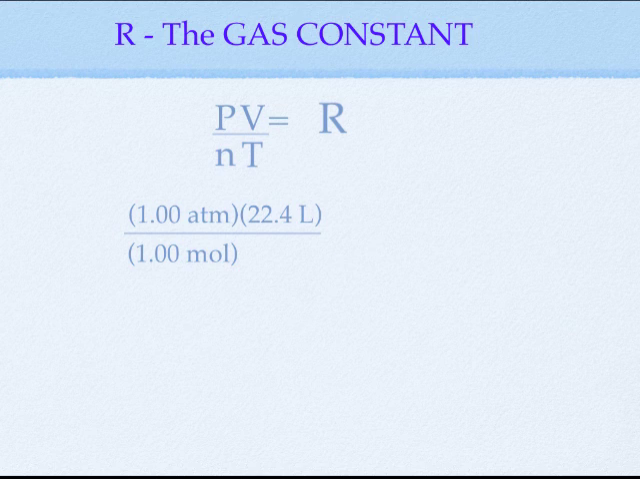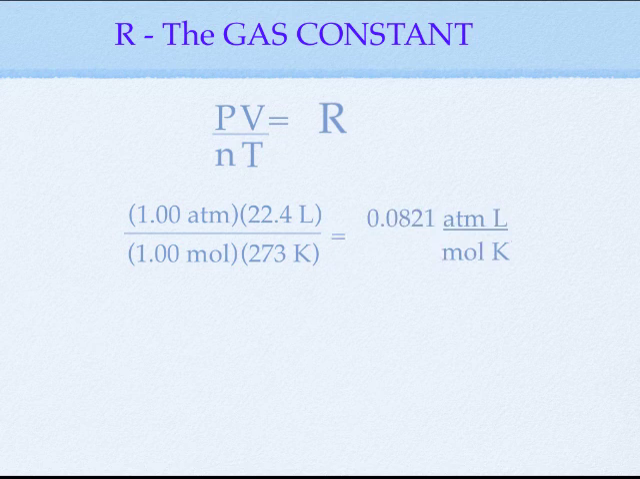Standard temperature, 0 degrees Celsius? 273 Kelvin. They're the same number? Yes, but it needs to be in Kelvin because you don't want to put a 0 in the equation. And then you have an equation and you get this number for R. 0.0821. There's the magic number.